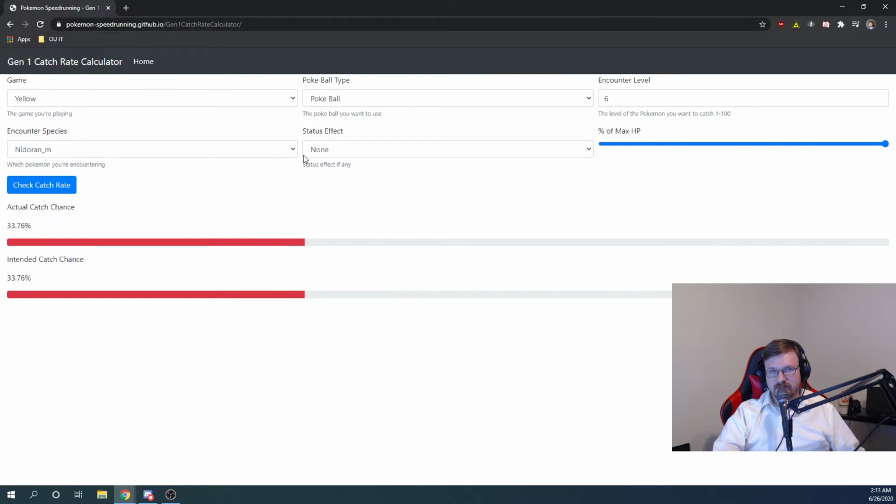Now, if we instead say, let's use an Ultra Ball to catch the Nidoran male, you can see how the rates change. The intended catch chance did go up with the Ultra Ball, but the actual catch chance dropped dramatically. And this is because to generate an Ultra Ball catch scenario, it limits the initial RNG to first for the Great Ball. It will say, okay, now it has to be below 200. And then it limits it again and saying it has to be below 150.